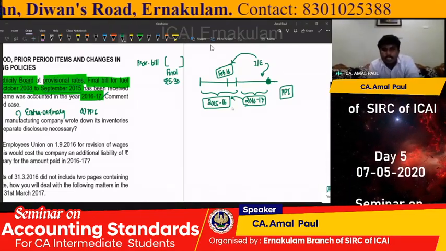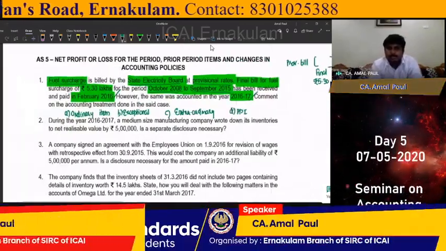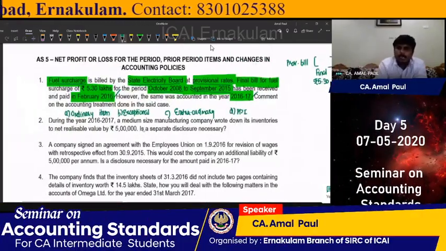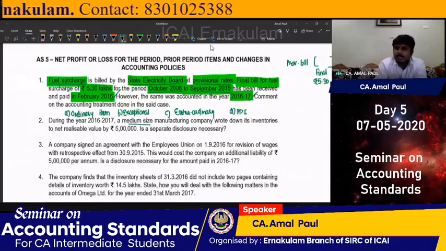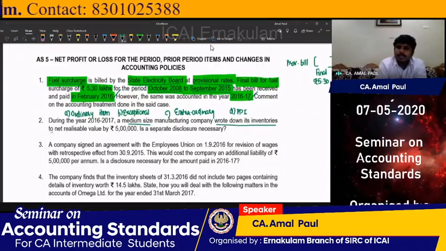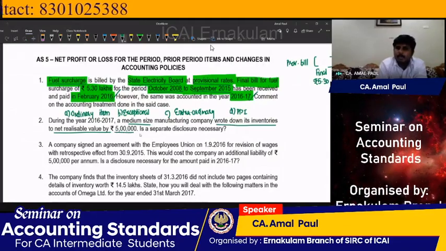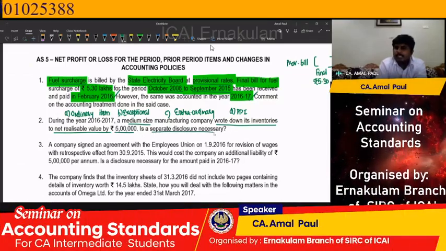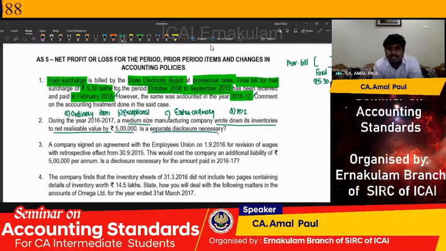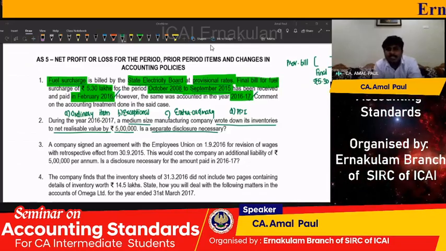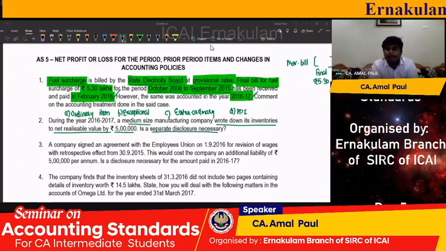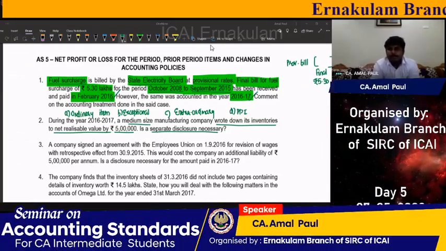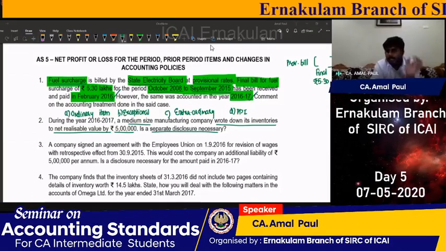Okay, so we'll take the next one. During the year, a medium-sized company wrote down its inventory to net realizable value by 5 lakhs. Is a separate disclosure necessary?